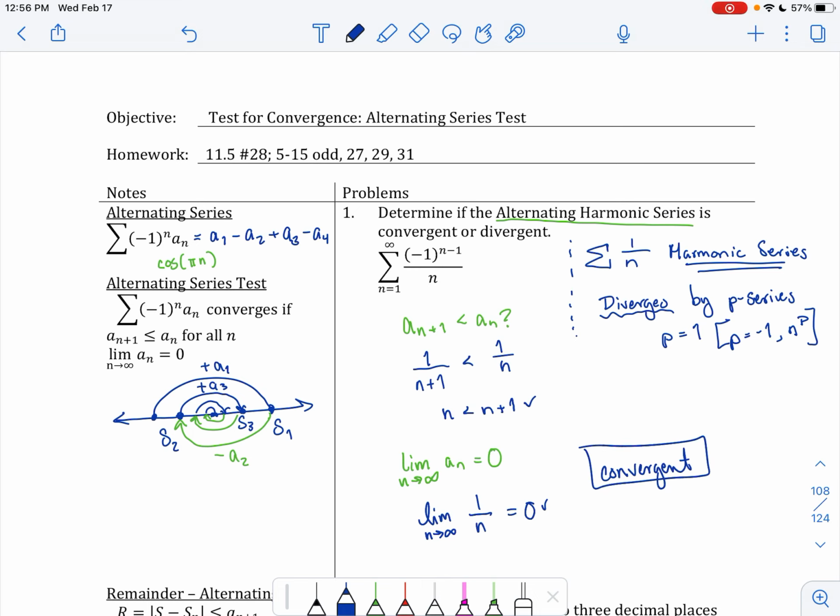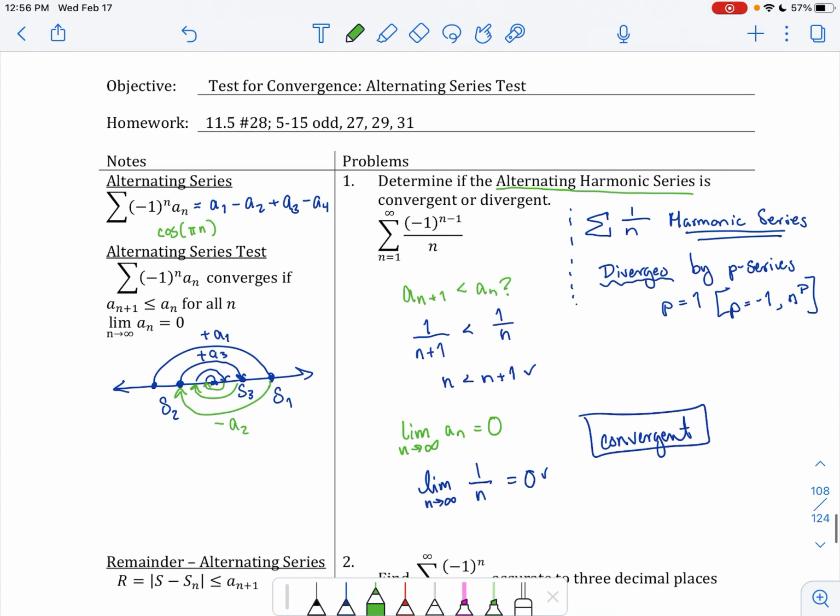And we can actually be more specific. This is called conditionally convergent, which means that it only converges because of the (-1) power. And we know this is like, okay, well, it's convergent in this case, but only because it's alternating.